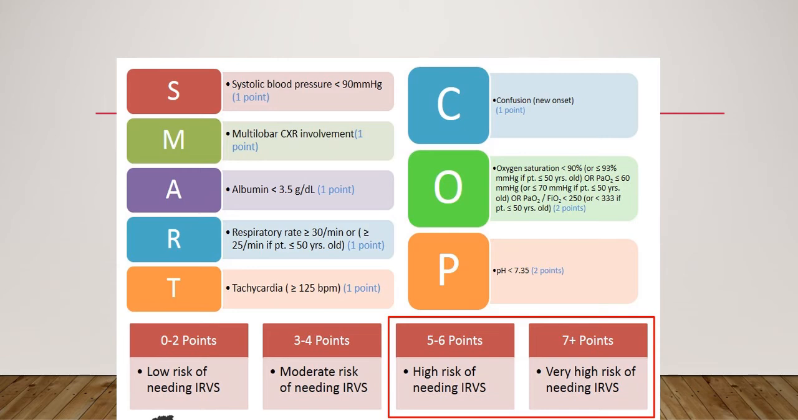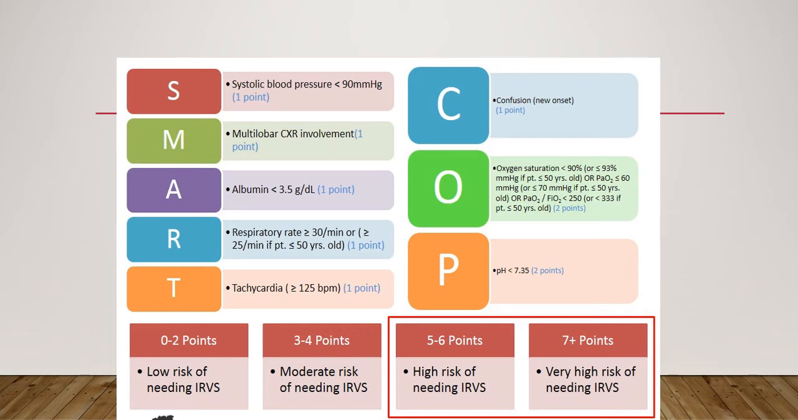It also takes into account the oxygen saturation, which if it's less than 90%, or the PaO2 in the ABGs is less than 60, or it takes into account the PaO2/FiO2 ratio, which if less than 250 gives 2 points for oxygen desaturation. And a low pH, less than 7.35, also gets 2 points.